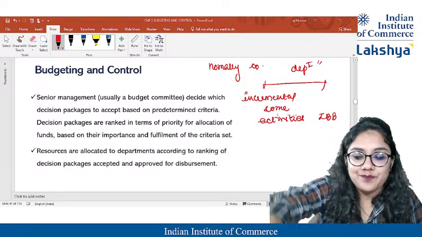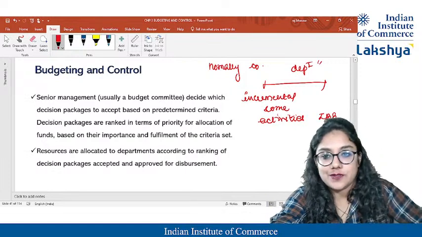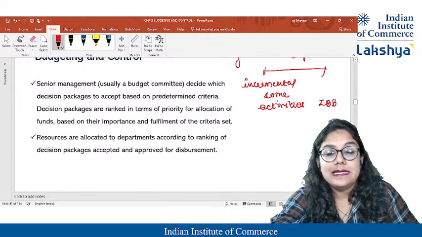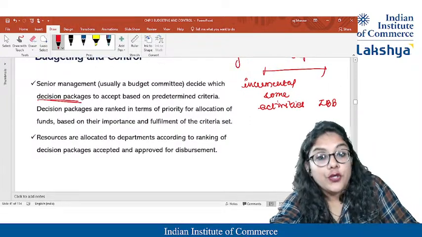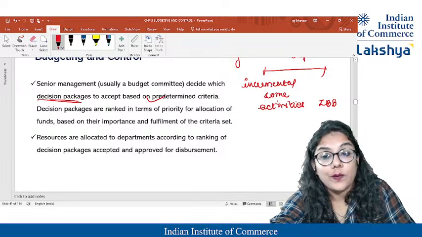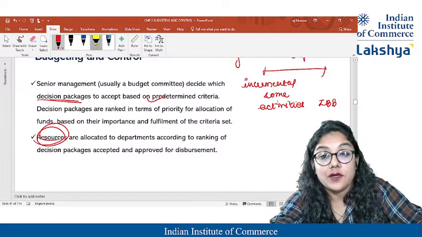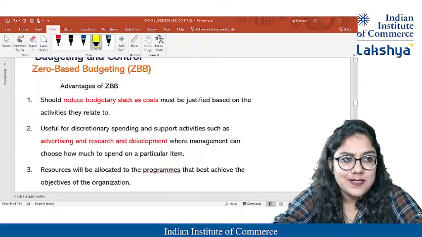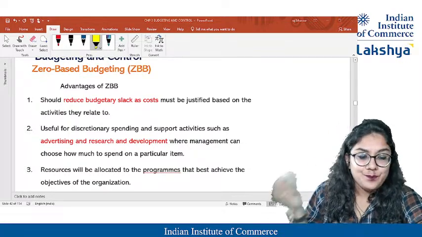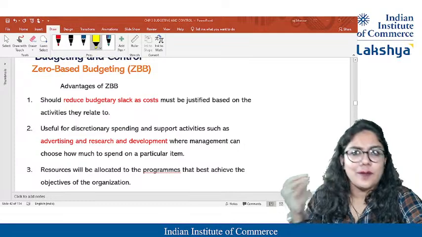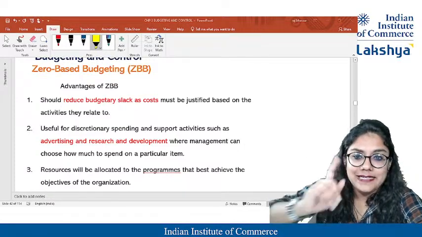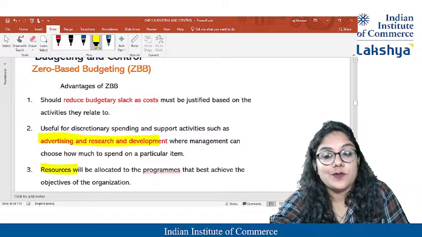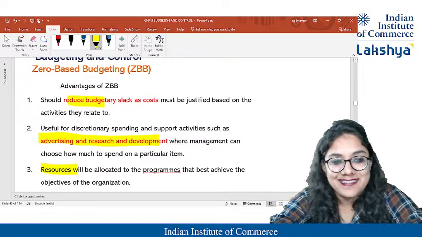Okay, we'll read it. Who makes it first? The senior manager, usually a budgeting committee, decides which decision package to accept, the criteria, and along with that, how much funds we have to allocate based on the rankings of the decision packages. So the advantage is that we don't have anything from the previous year. So there will be no budgetary slack, there will be no comparison. It will be a very clean sheet, right? And it is mostly applicable for advertising and research and development. Resources will be properly utilized. No budgetary slack.